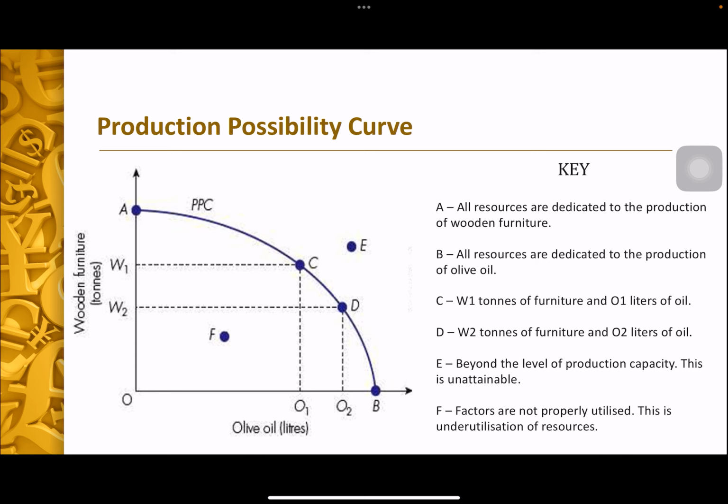On the other hand, if we talk about point F, F shows that factors are not properly utilized, or underutilized, or that can happen due to some natural disaster or some uneven circumstances.